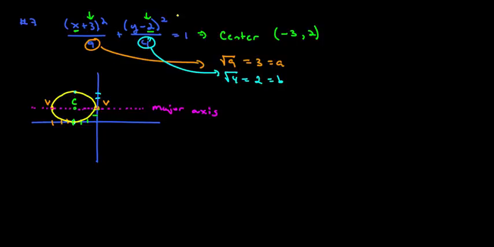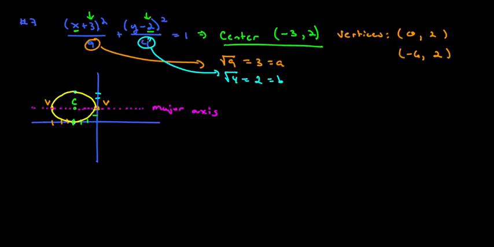The only thing that I'm missing is where the focal points are. I already labeled the center right here. My vertices are the following. There's 2 of them, right? One is at (0, 2), and one is at (-6, 2).